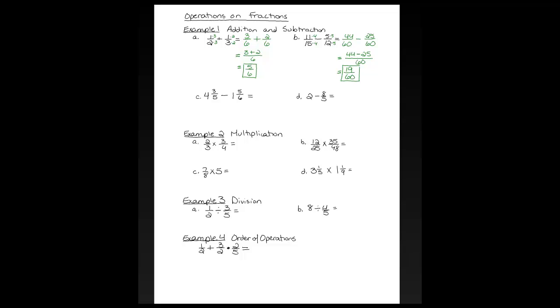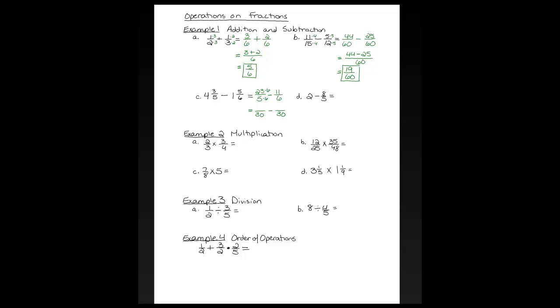So we have 4 3/5. 5 times 4 is 20, plus 3 gives us 23 fifths, minus, do the same thing with 1 and 5/6. 6 times 1 is 6, plus 5 gives us 11/6. Now we need to find that common denominator. So we're looking for a number with both 5 and 6 as factors. That number would be 30. 5 times 6 gives us 30. What you do to the bottom, you have to do to the top.